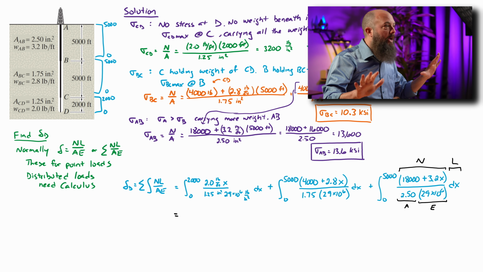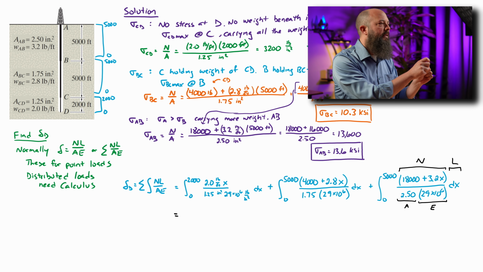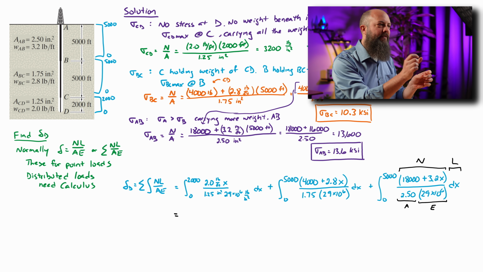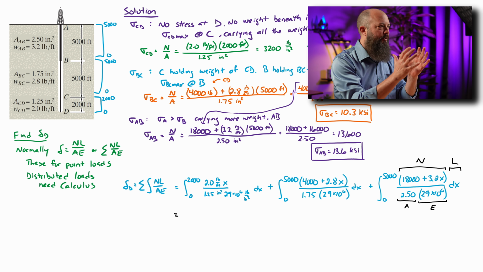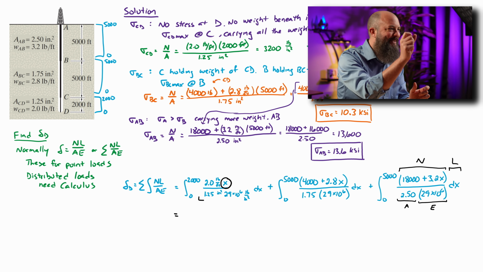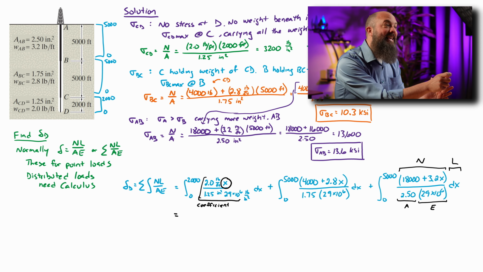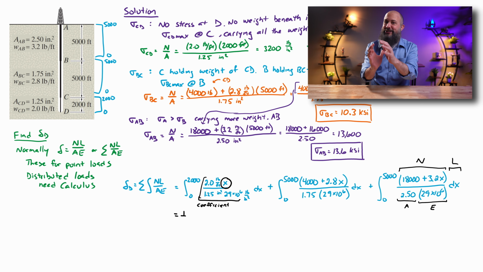So, refresher from Cal 1, the integral of x is 1/2 x squared. The integral of 5x is 1/2 times 5x squared. That coefficient in this case, instead of 5, is 2 divided by the area and also divided by the E. So my coefficient in this first integral is 5.5 times 10 to the minus 8, 2 divided by area times E.